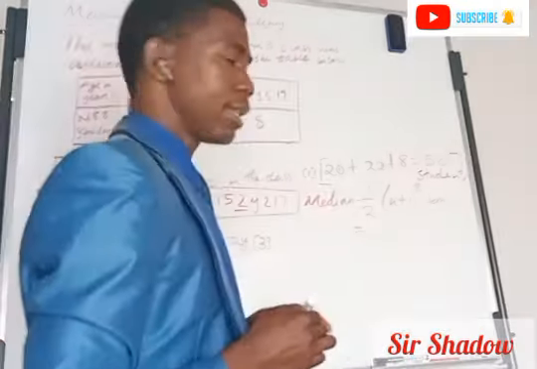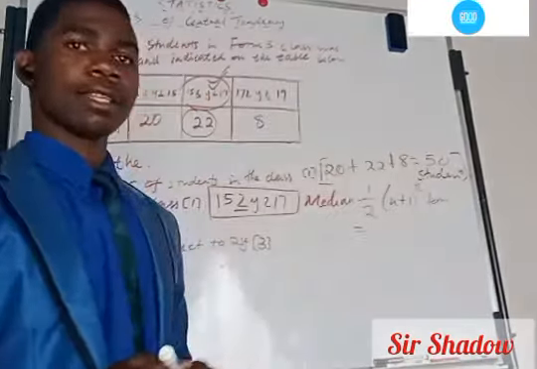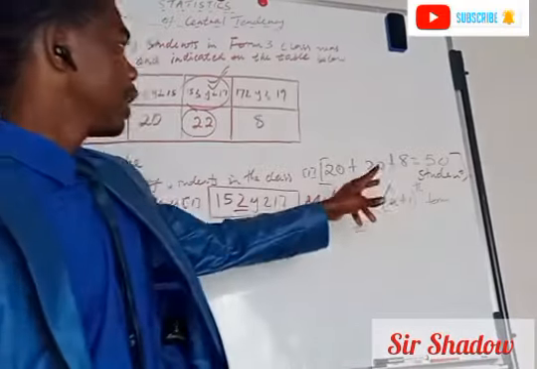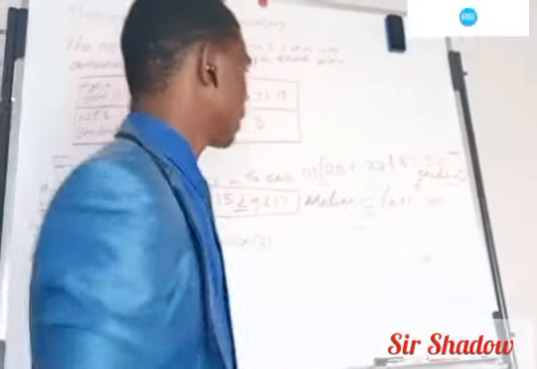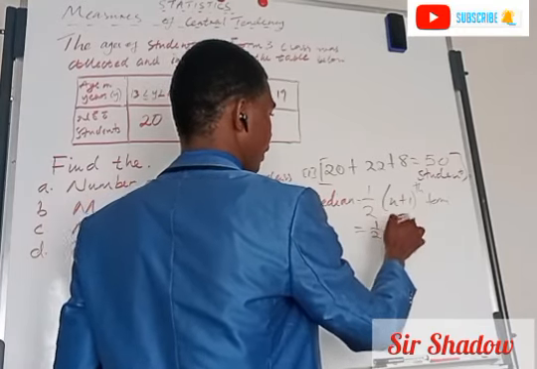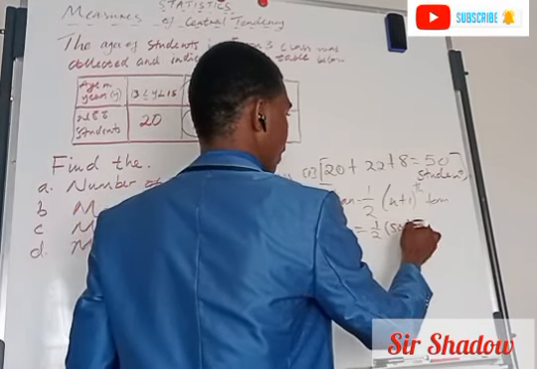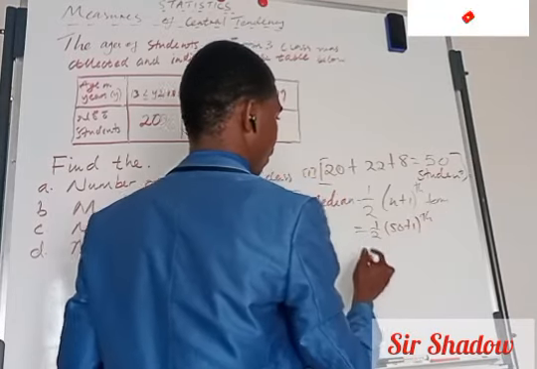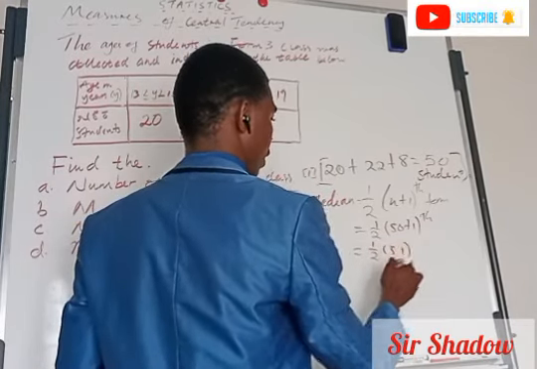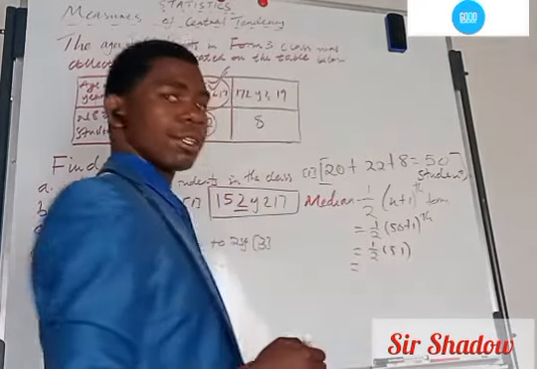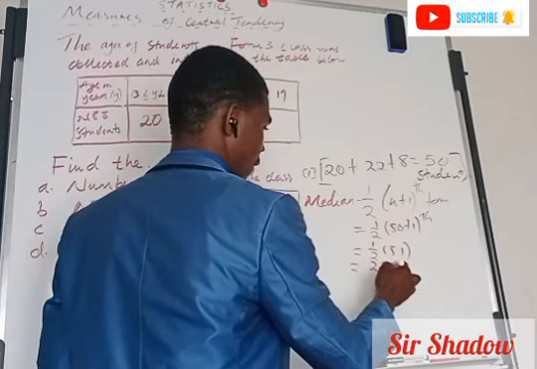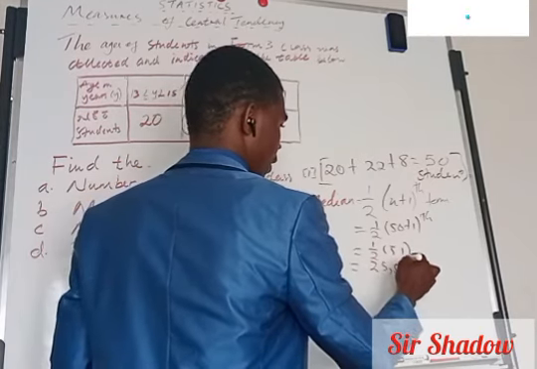So for you to find the median, you have to use this formula, whereby n is the number of students in a class. The number of students is 50. So we are saying it's half of 50 plus 1 term. Then it's half of 51. This is equal to the half of 50, which is 25. The half of 51 is 25.5, or the 25.5th term.